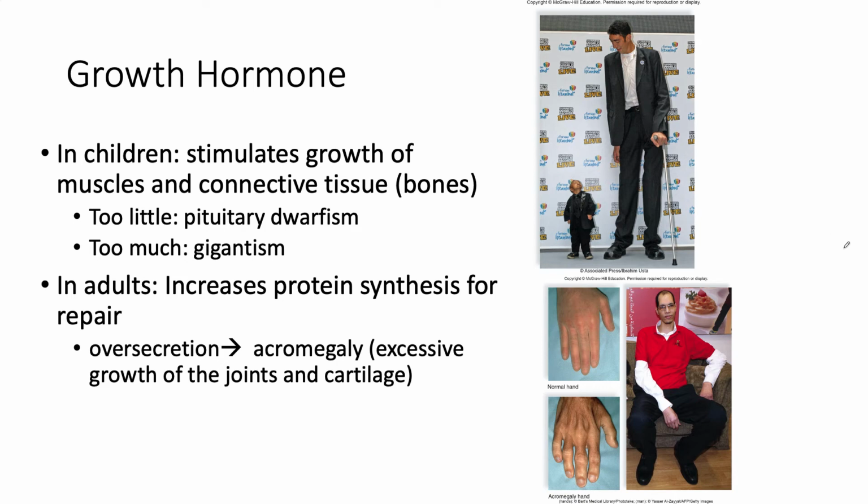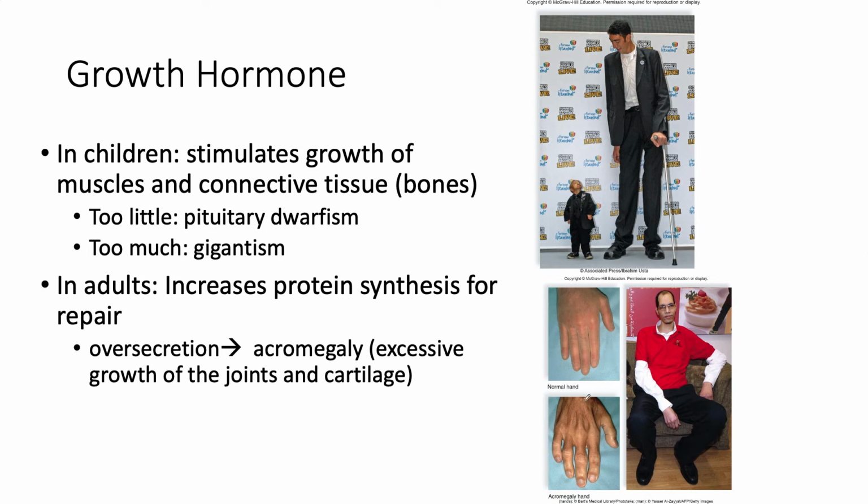In adults, you still have growth hormone, but just not at as high levels as in children. And in adults, the role of growth hormone is to increase protein synthesis for repair of broken or damaged cells, connective tissue, or muscles. You can potentially get a tumor or something in the pituitary gland that can cause excess production of growth hormone. That causes a condition called acromegaly, where there's excessive growth of the joints and cartilage.